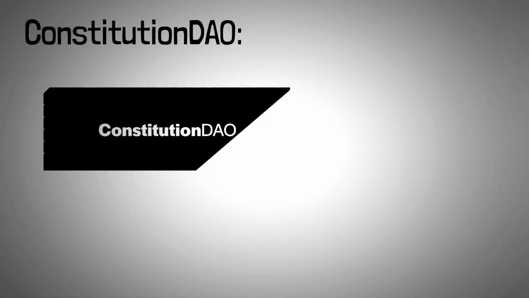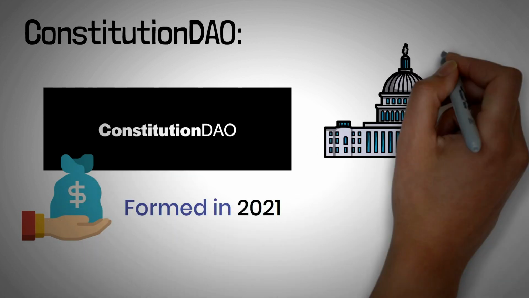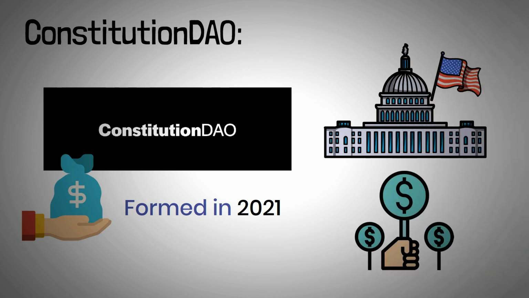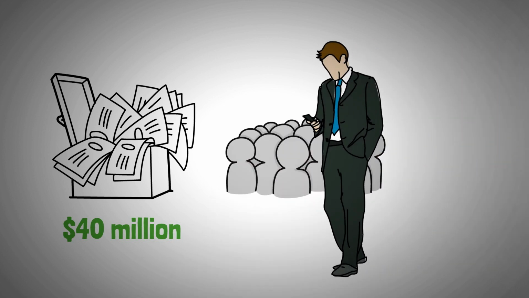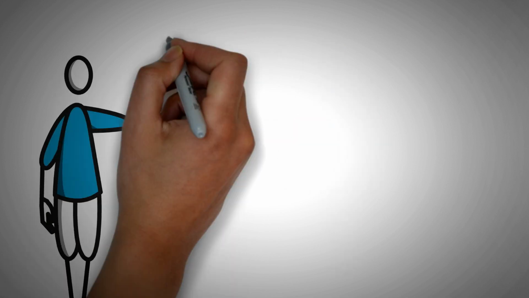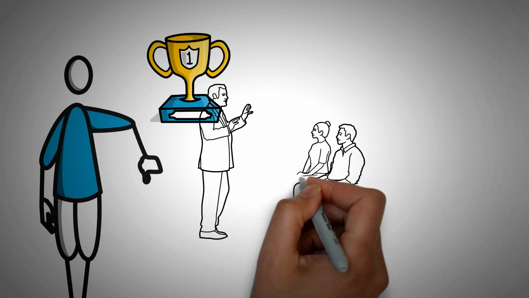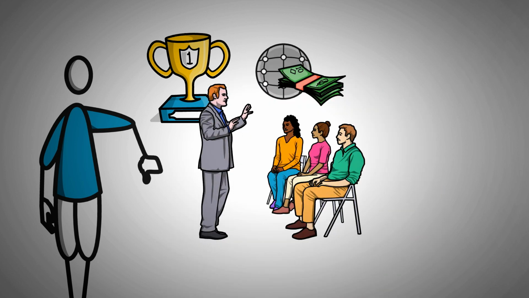Constitution DAO. This decentralized crowdfunding DAO was formed in 2021 with a mission to win a rare edition of the U.S. Constitution at a Sotheby's auction. Although the DAO has raised more than $40 million from 15,000 DAO participants, it was outbid by another collector. However, the DAO said that while it didn't win the auction, the initiative was a success because it had educated the ecosystem about the potential of DAOs as a mechanism for raising capital through crowdfunding.